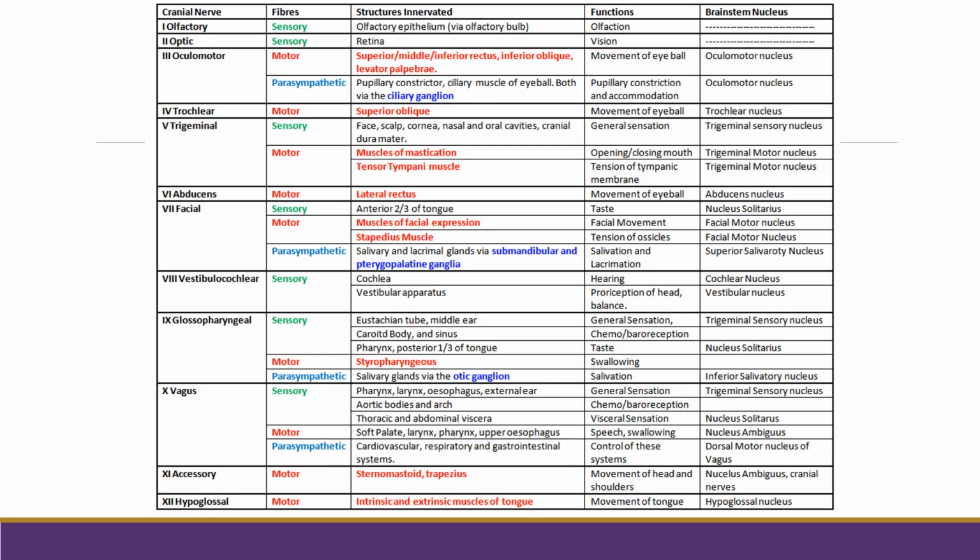This is just another study slide, so if it helps you, cool. If not, you don't have to look at it if it's overwhelming. Just study it in the other ways that you like, maybe through the pictures. But some people like tables and like to have it all in one spot, and you can kind of quiz yourself. So the cranial nerve, what are they? What fibers are they? Structures innervated, function, and then the brainstem nucleus associated with it.